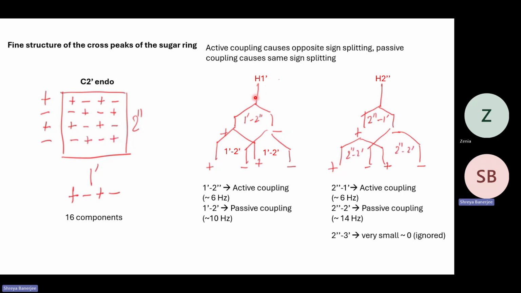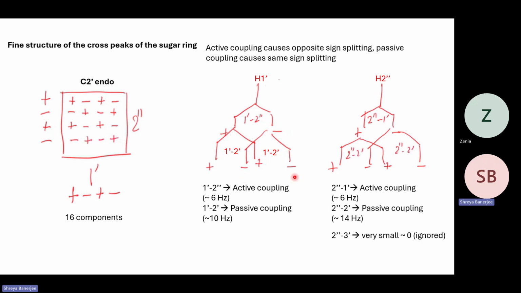So first, 1 prime is being split by 2 double prime, and since this is the active coupling which we are observing, the phases will be different. So it is splitting into plus minus. Then 1 prime will be split by 2 prime. This is passive coupling, so plus will remain as plus and minus will remain as minus.